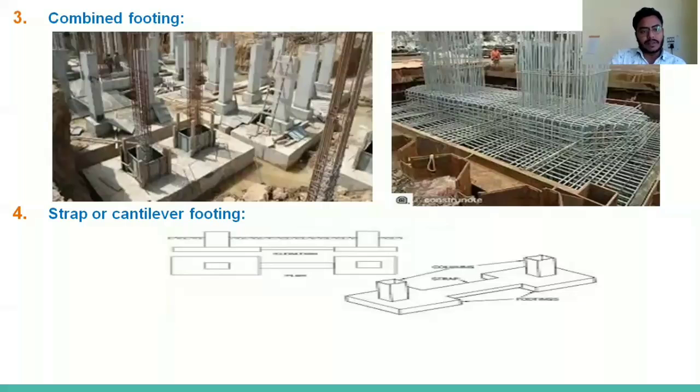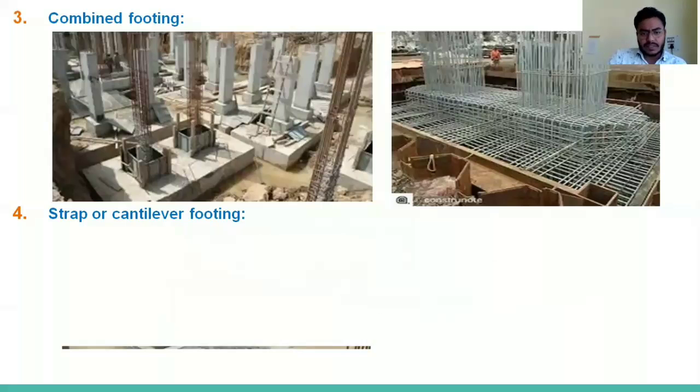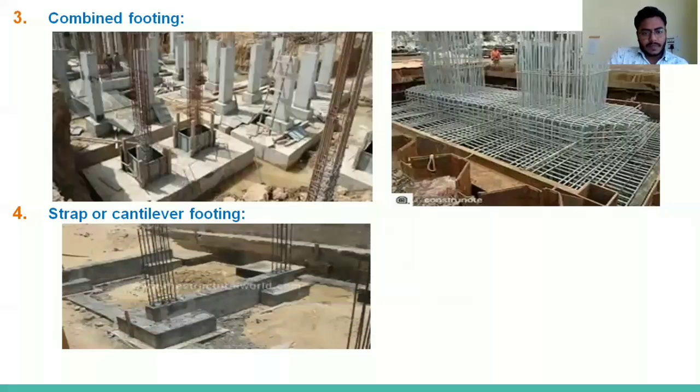And this strap footing we design as a rigid beam. You can see in this figure also, there are isolated footings, with the column reinforcement there, and this one beam is connecting those isolated footings. That beam is called the strap footing, or cantilever footing.